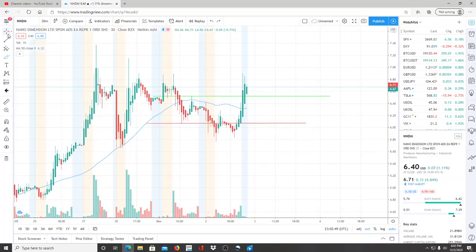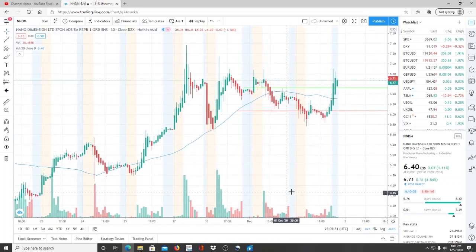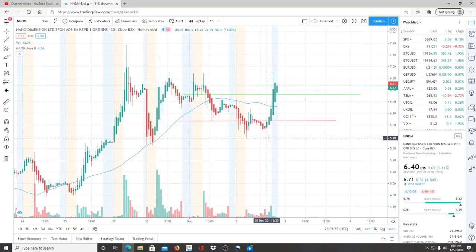But let's see here what is going on with Nano Dimension. It hit lows here of about, like I said, 5.77. It brought itself back up, then slowly dipped, and it dipped here at about 5.83. That's our new support level, by the way. And it ran up to these highs here of about 6.90.